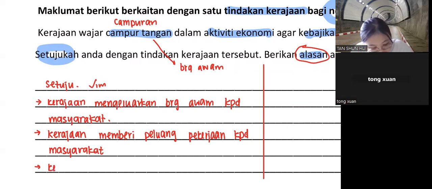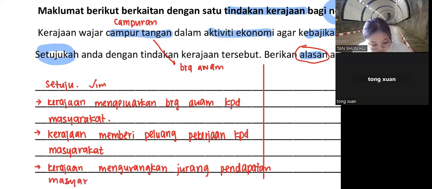Okay, kerajaan, okay, membantu. We don't write membantu, okay? Mengurangkan jurang pendapatan masyarakat. Okay?